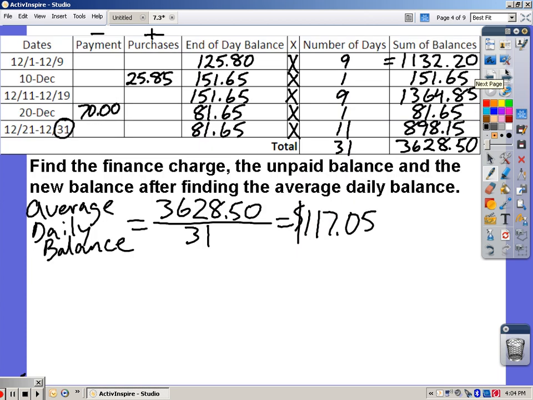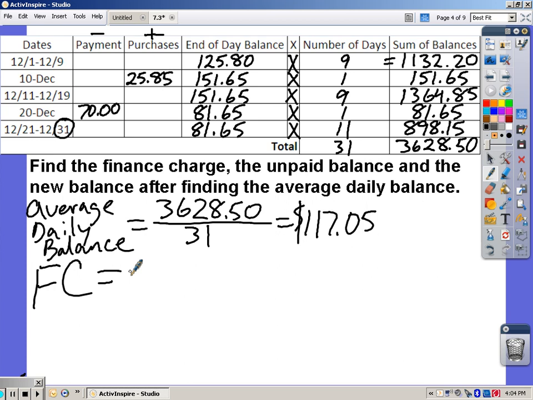Okay? Now, let's go ahead, let's find our unpaid balance. My unpaid balance is, oh, you know what? Let's hold off on the unpaid. Let's go ahead and let's find the finance charge next. I was getting ahead of myself.